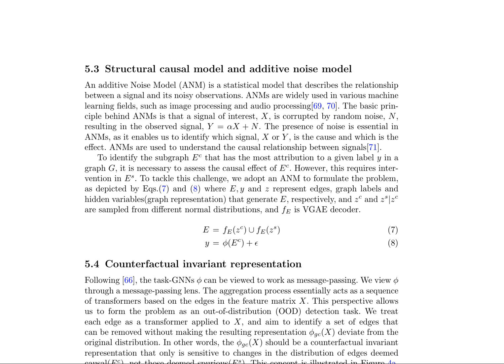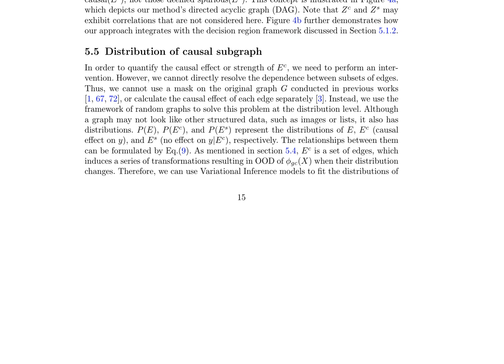The distribution of causal subgraph is discussed, focusing on quantifying the causal effect or strength of EC. To solve this problem at the distribution level, the framework of random graphs is used. The relationships between P, E, P, EC, and P, S, can be formulated by equation 9. EC is a set of edges that induce transformations resulting in OOD of phi GC, X, when their distribution changes. Variational inference models are used to fit the distributions of E, EC, and S. This approach enables the estimation of the causal effect or strength of EC, which is essential in understanding the relationship between signals and their noisy observations.